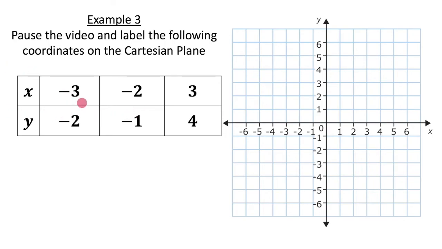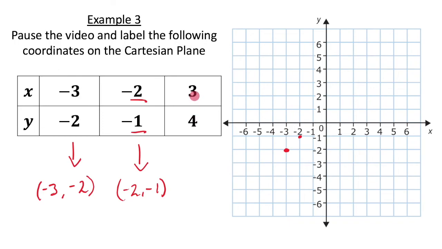So how did you go with this question? Well, what you needed to know was the fact that this right here, -3 and -2, that's one coordinate. So my x coordinate is -3 and my y is -2. So the coordinates that I'm looking at are -3, -2, which I can plot really easily as here. This next one is going to be -2, -1. So I'm going to come to -2, then go down to -1, which is going to be there.